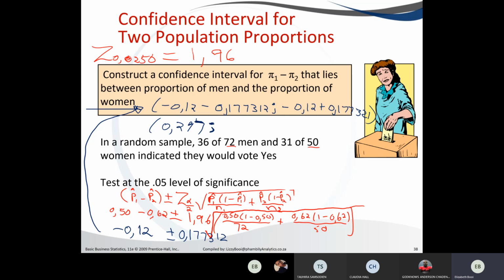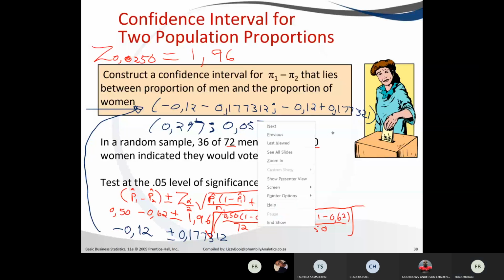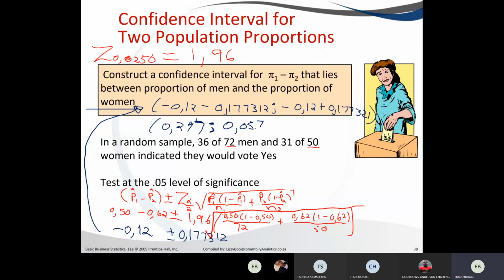And then the other side, which is the upper boundary, I get minus 0.12 plus 0.177312 equals 0.057, close bracket. And that's how you do confidence intervals for the proportion.